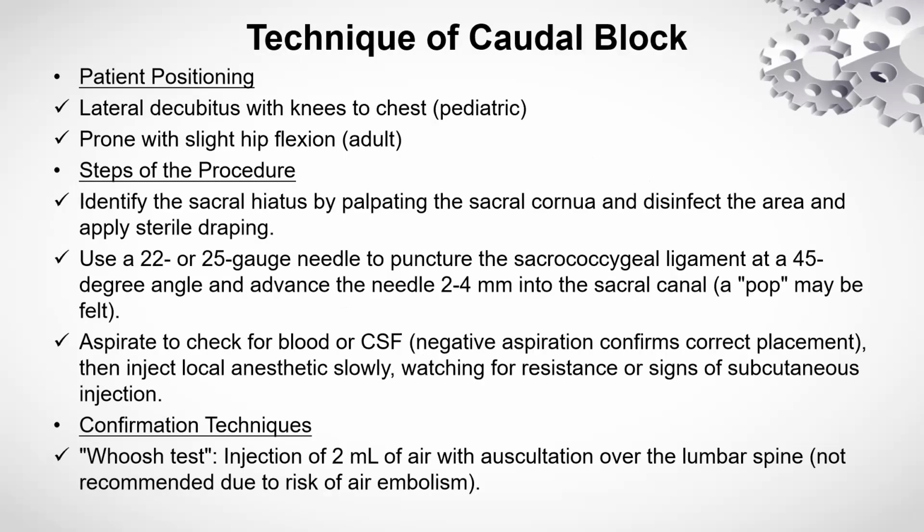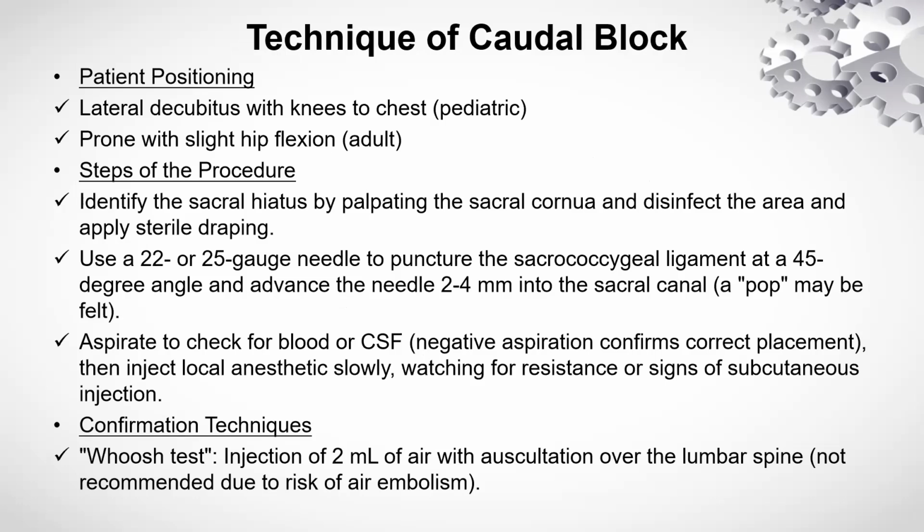So how do you do it? The patient may be in lateral decubitus with the knees to the chest, especially in pediatrics. You want to identify the sacral hiatus by palpating the sacral cornua on both sides and disinfecting the area. Use a 22 or 25 gauge needle to puncture the sacrococcygeal ligament at 45 degrees, and advance the needle into the sacral canal until you feel a pop.